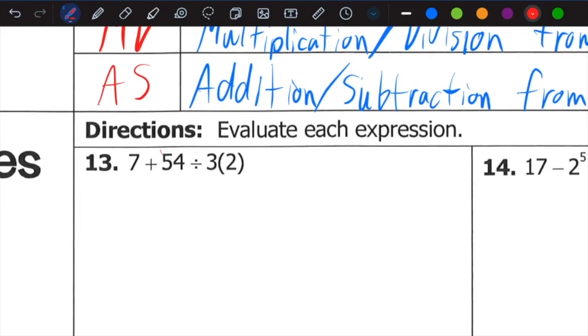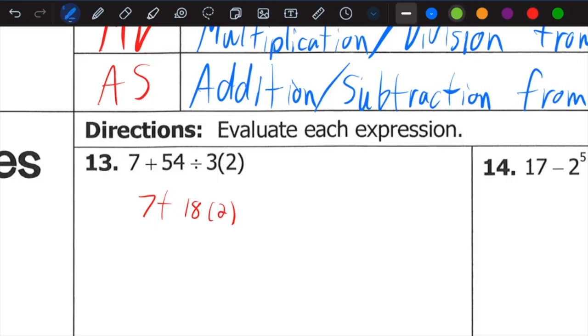Number 13. So we have addition, we have division, and these are multiplying together. So order of operations says multiplication and division come before addition, and division is on the left here of the multiplication. So I do the division first. If I'm not doing anything with that 7 plus, I'm just going to rewrite it. And now I do 54 divided by 3, which is 18. And then I have 18 still multiplied with 2.